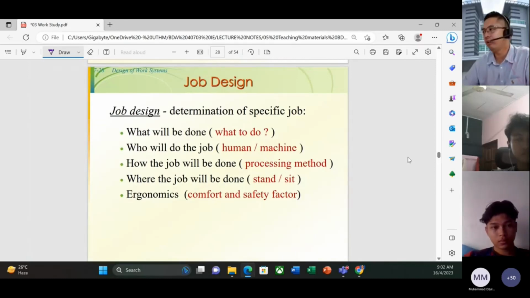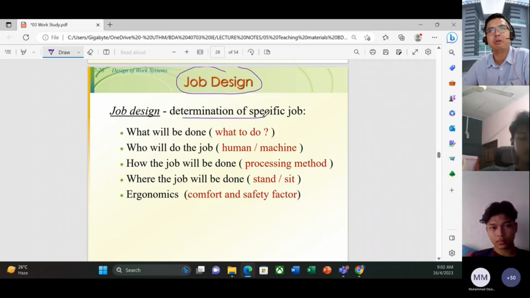Okay, so we touch on job design, more on the theoretical side. What is job design? Why is job design important? Job design is the determination of specific jobs. For example, we want to design the job of an operator in a manufacturing setting. The operator job design, which we call a job description, is the standard procedure of the job itself. This is what we call job design.